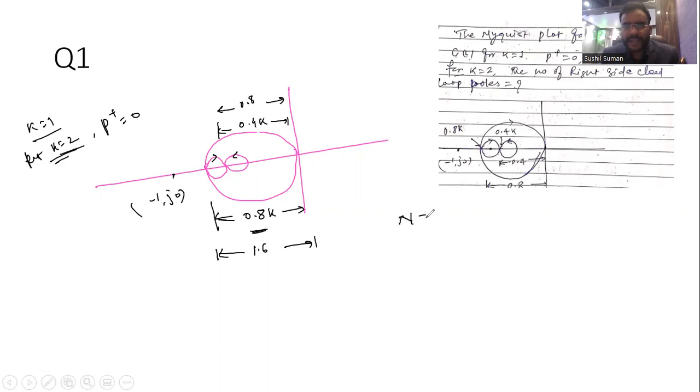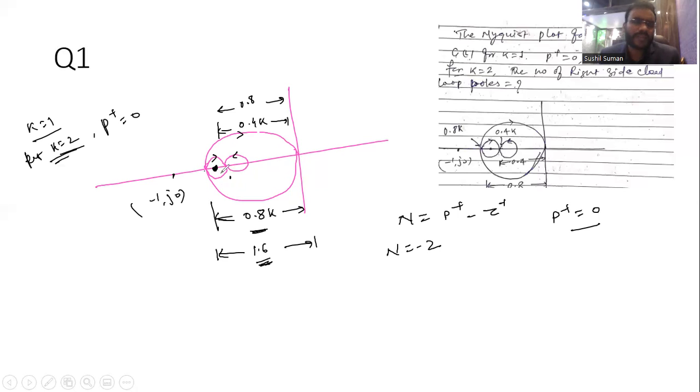And as we know, N equals P plus minus Z plus. So P plus equals 0. Now for K equal to 2, this becomes 1.6. This is 0.8, this is 1.6. So the minus 1 j0 point lies in this region. Then how many times is it encircled? One time clockwise and another one time clockwise. So two times in the clockwise direction, so N becomes minus 2.